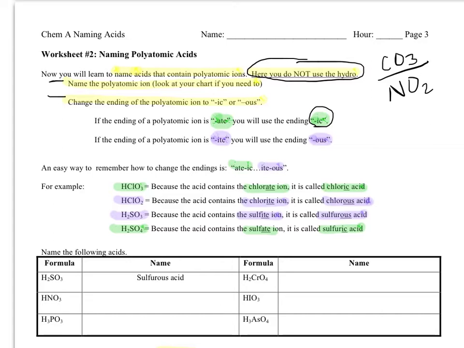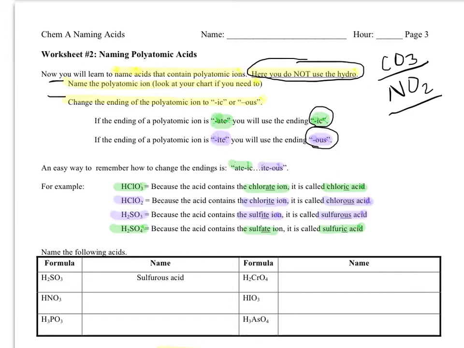And if the polyatomic ion that you look up ends in ite, like nitrite, for example, then you would instead change the ending to us. So instead of nitrite, we would call it nitrous. And then we stick the word acid at the end because it's an acid after all.